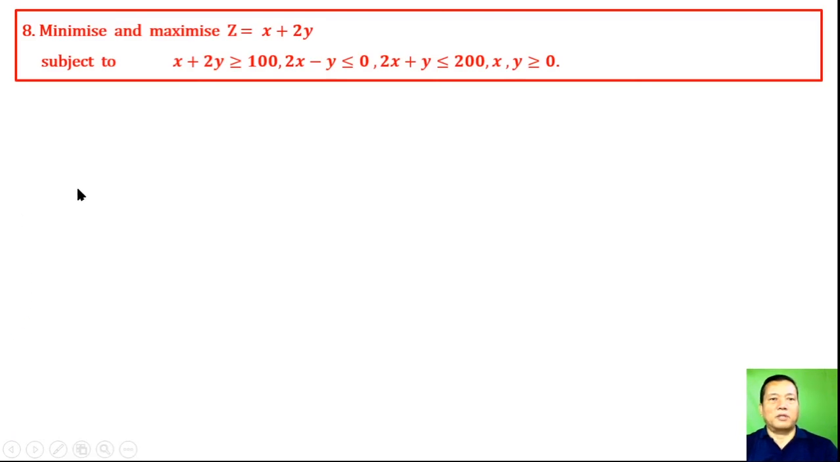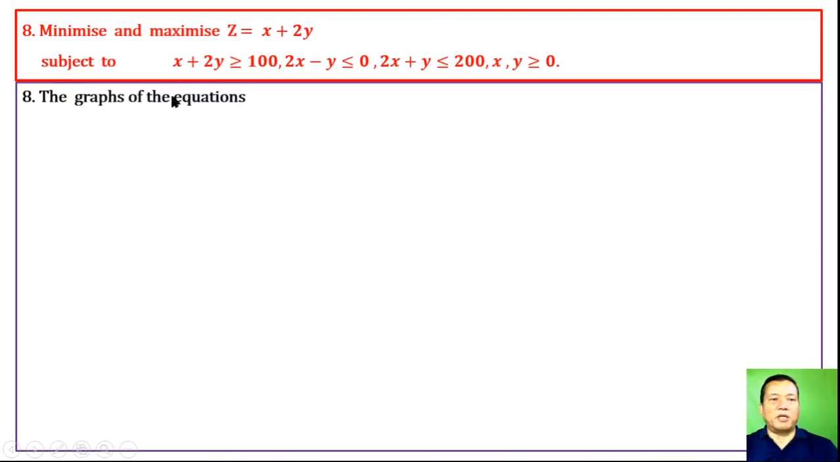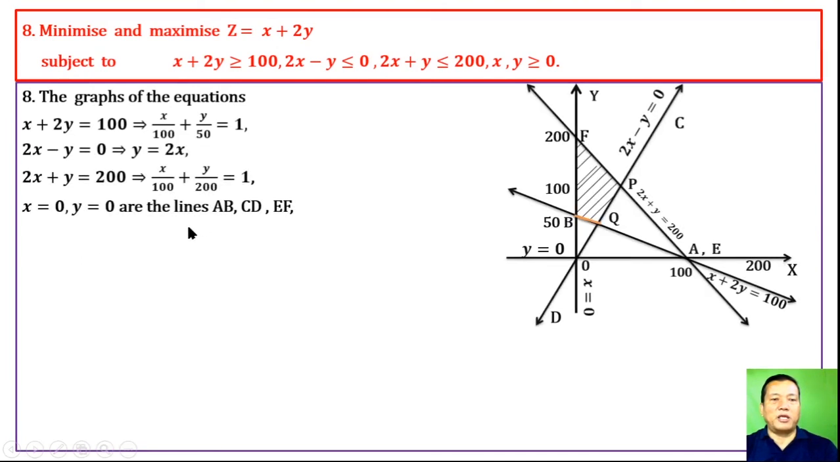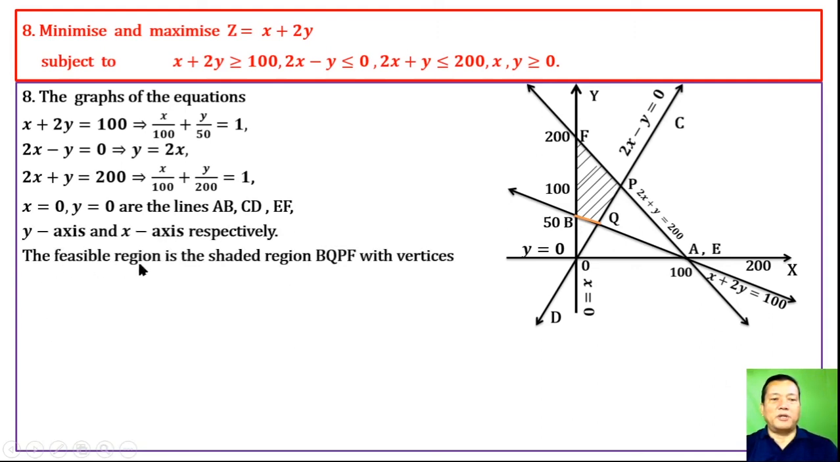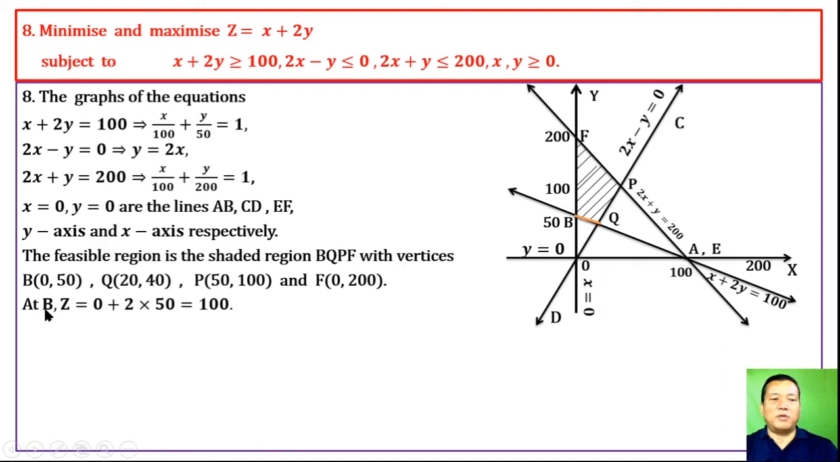Question number 8. Graph of the corresponding equations A, B, C, D, E, F. The feasible region is the shaded region BQPF with vertices B (50, 0), Q (20, 40), P (50, 100), F (0, 200). At each point the Z value.